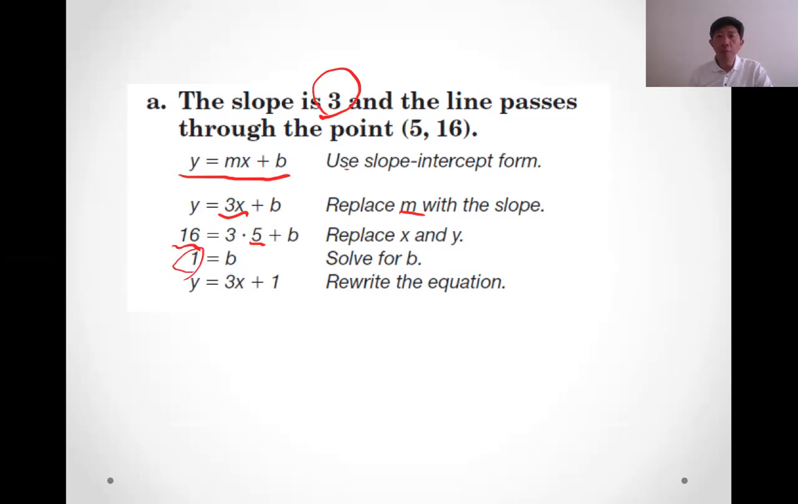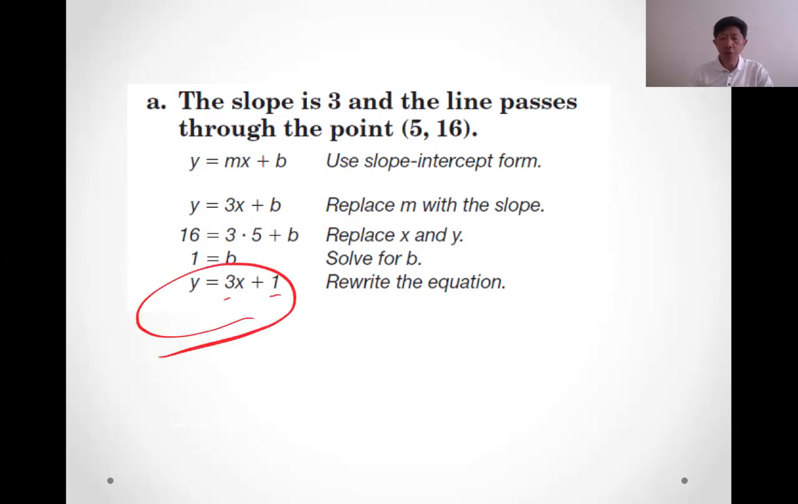So b is the intercept. Now we figured out the intercept. So y equals 3x plus 1. That will be the equation. We have a slope, we have an intercept. So that is the equation.